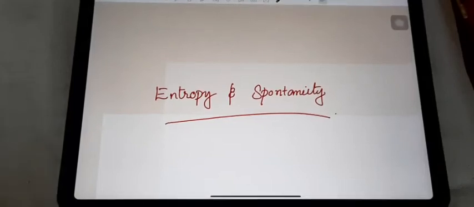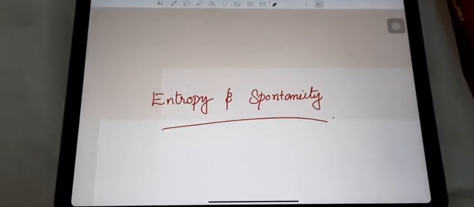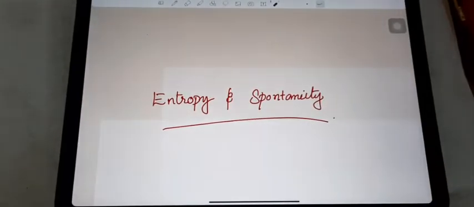Today we will discuss a new topic in thermodynamics, that is entropy. Entropy is a new term. It is indicated by the letter S.